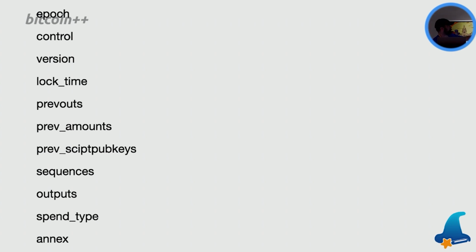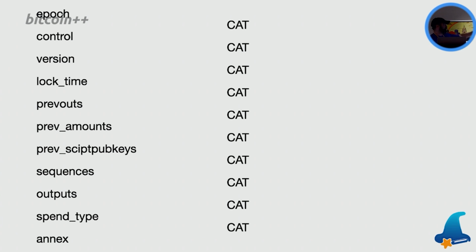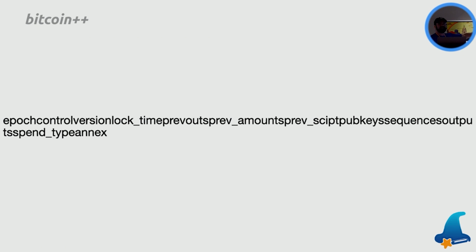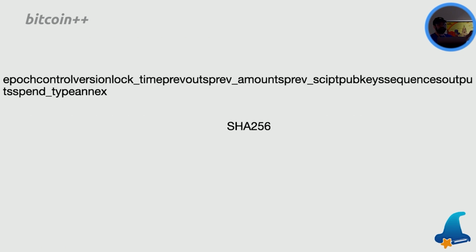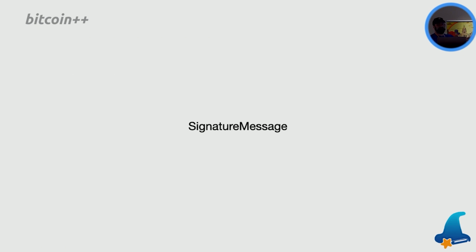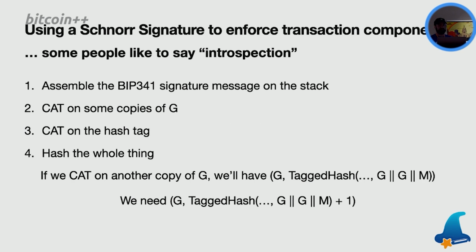So as an example, here's a bunch of these fields that need to be signed over in order to be a valid Taproot Schnorr signature. You take all of these, you call cat over and over and over again. You get this thing, which is just all of them catted together, and then you hash it, and you get a signature message. Build a signature around that, and you're good to go. So we construct this signature message on the stack.